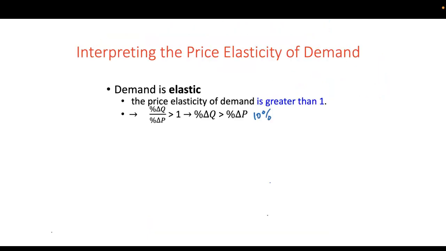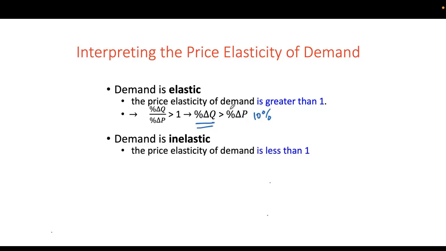Other than the extreme cases, price elasticity of demand can vary from anywhere between 0 and infinity. But specifically, if it's greater than 1, we call it elastic demand. Elastic demand is telling you that for any given change in price, or for example, a 10% increase in price, quantity demanded will increase by more than 10%.